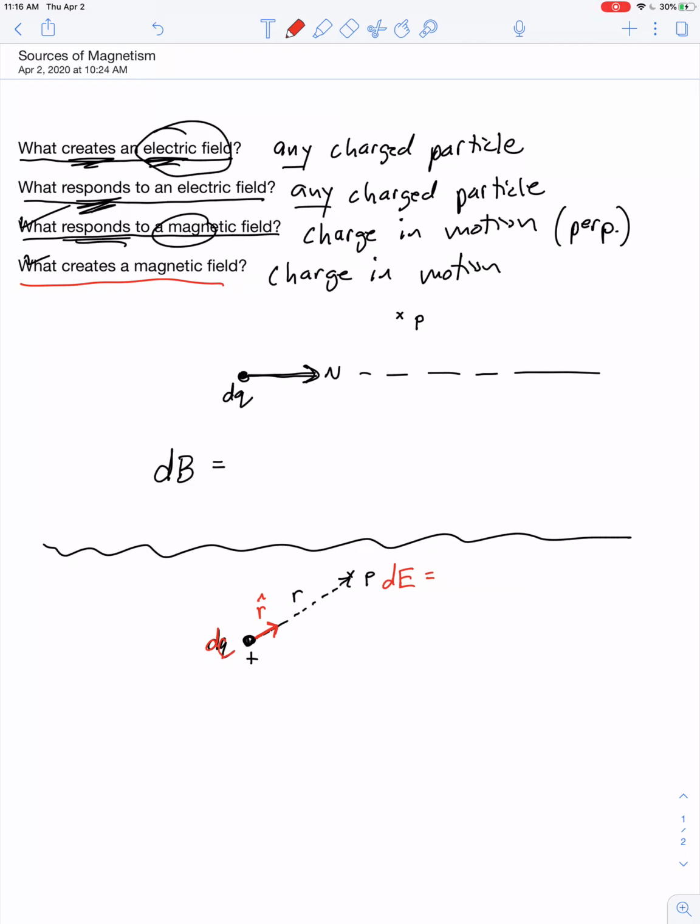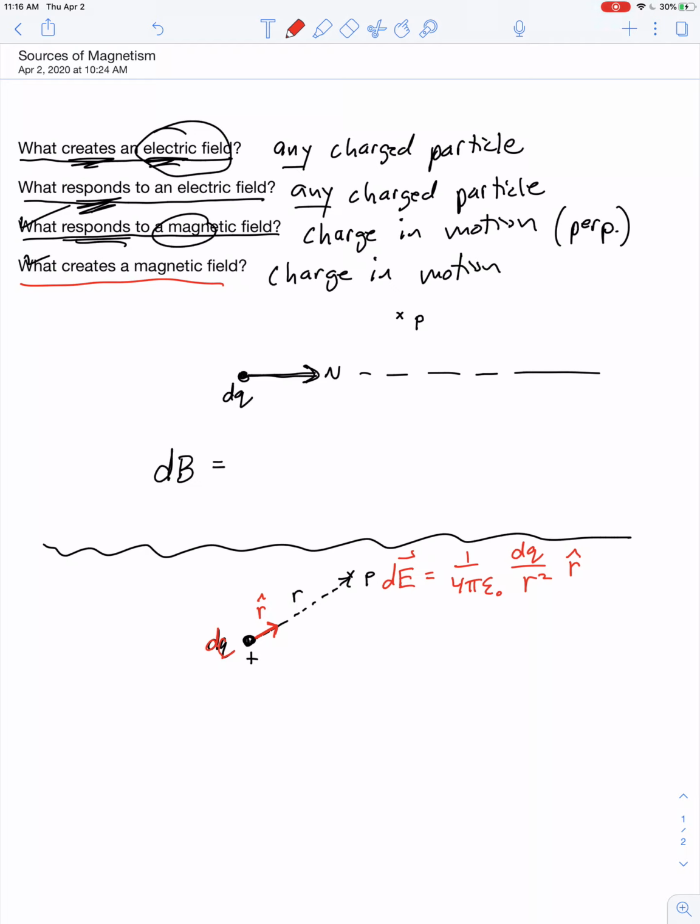kq over r squared, right? Or 1 over 4 pi epsilon naught times dq over r squared. Be careful. Electric field's a vector quantity, so the way I make the right side of this equation also a vector, as long as I multiply by 1, I don't change the equation. So I'm going to multiply by 1 in the form of multiplying by a unit vector.